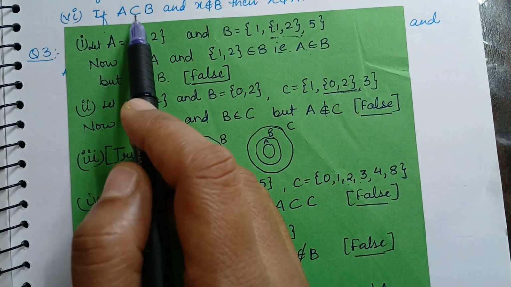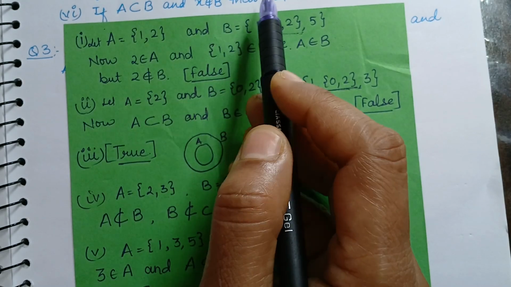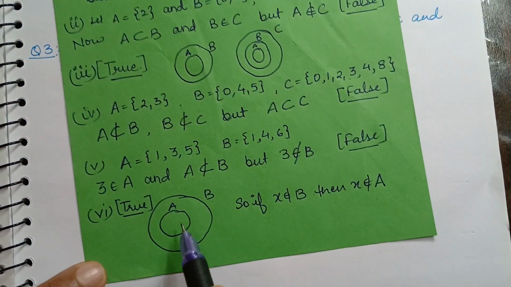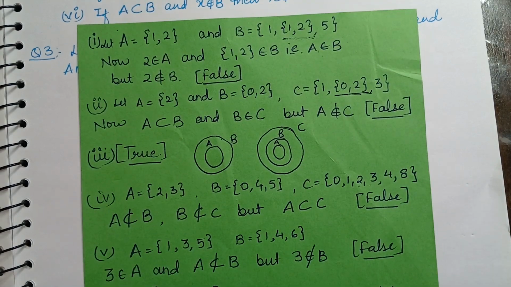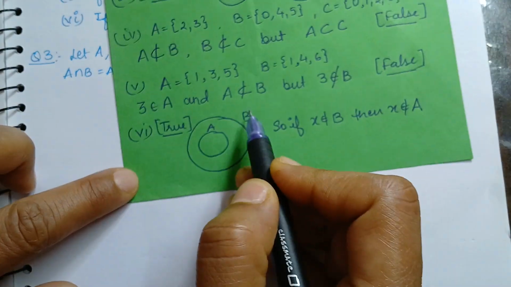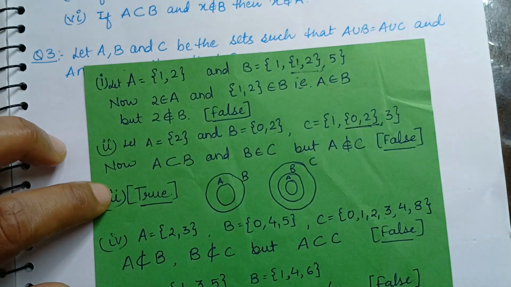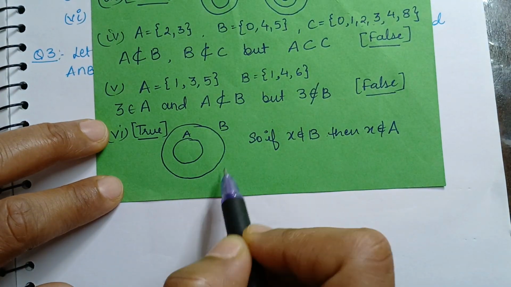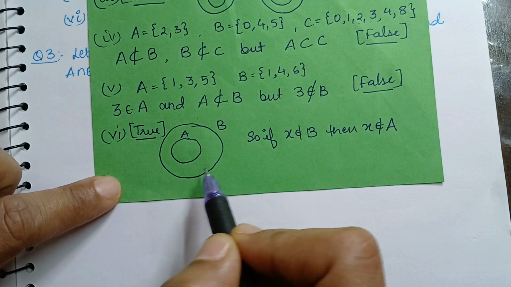Now sixth one is, if A is contained in B and x doesn't belong to B, then x doesn't belong to A. So this is true. How? Because we can see that A is contained in B here. They are saying x doesn't belong to B. Now if x doesn't belong to B, it means x is not there anywhere here.